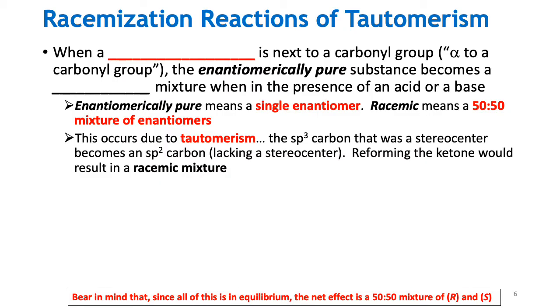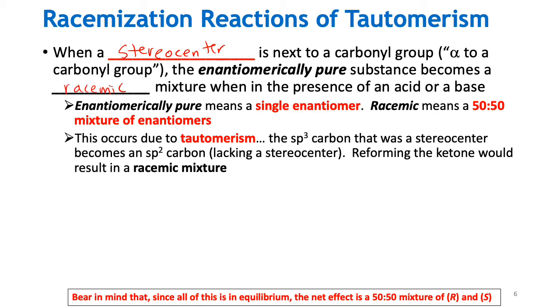So here's another type of reaction seen based on tautomerism. It's called racemization. Okay, so what you're doing is you're making a particular enantiopure stereocenter racemic. Okay, so as it turns out, when a stereocenter, recall what a stereocenter is, it's an sp3 hybridized carbon that has 4 different atoms attached to it. Okay, so it can have a certain spatial arrangement that is very specific to it. And so when a stereocenter is next to a carbonyl group, alpha to a carbonyl group is how we might say it, the enantiomerically pure substance becomes a racemic mixture.